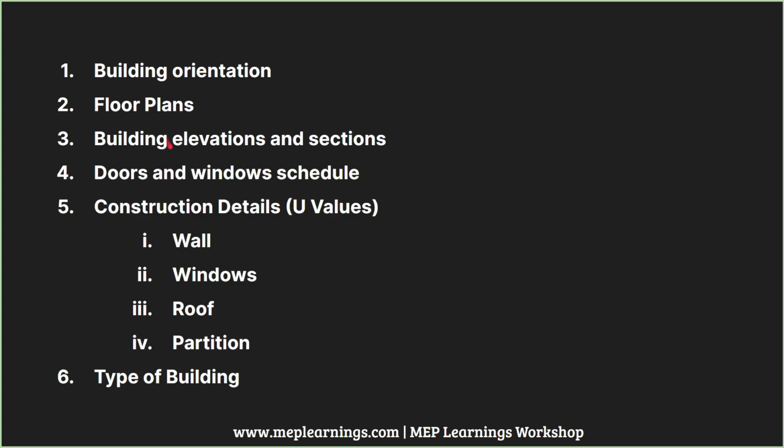Next, we have building elevations and sections. Why do we need elevations? Because we need to understand the glazings on which elevation, whether it's front, back, side, which elevation do we have glazings. For that information, we need to check the elevations. And next, we have sections. Why do we need sections? Because we need to understand the height of each particular space.